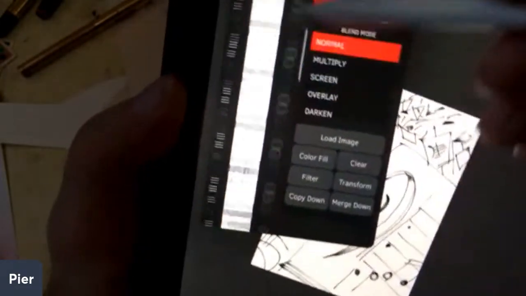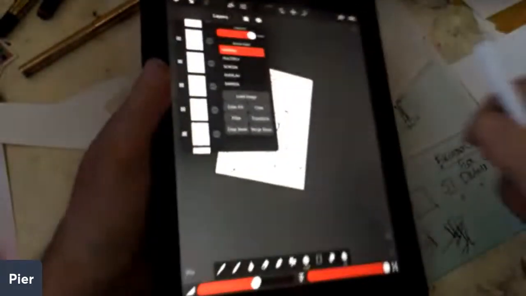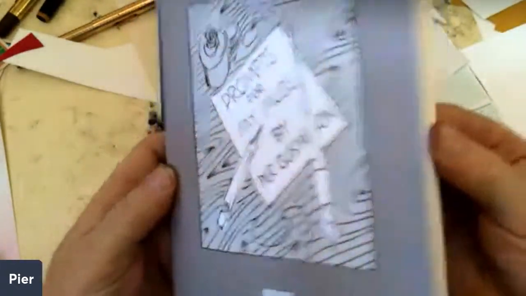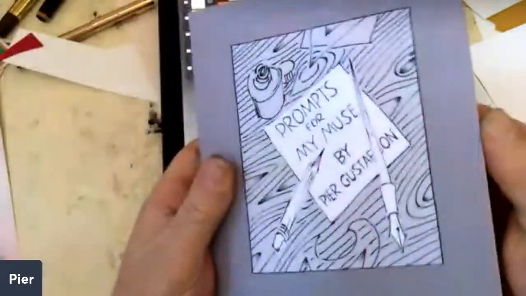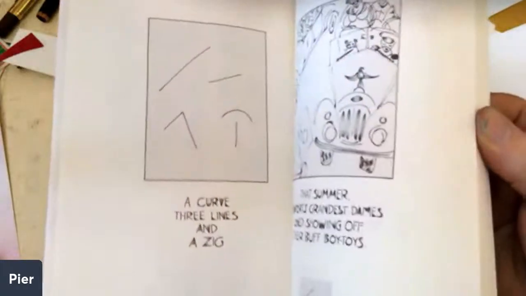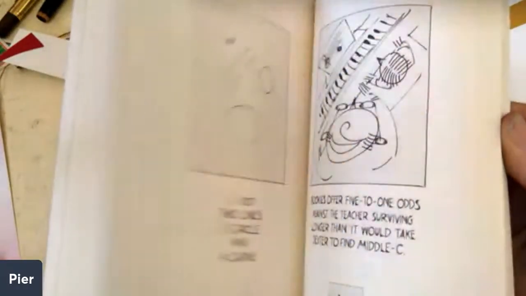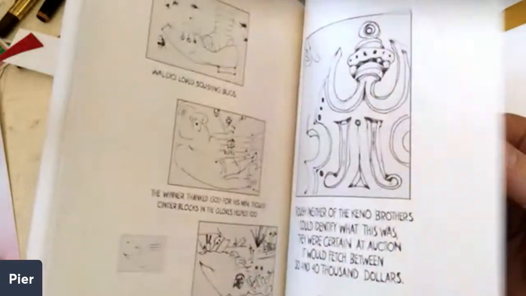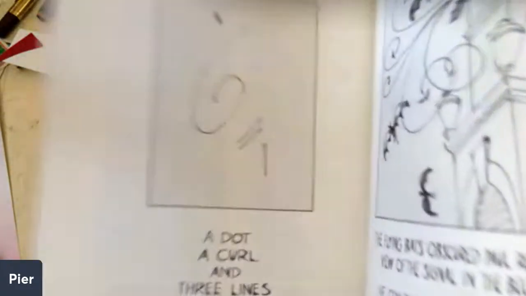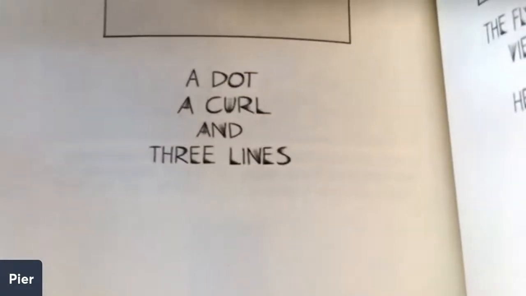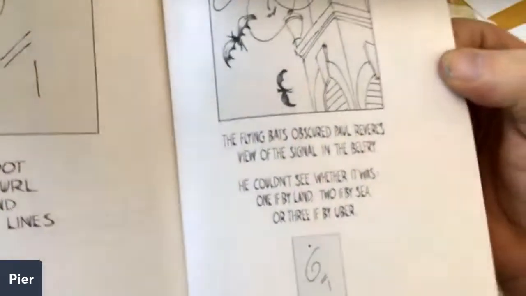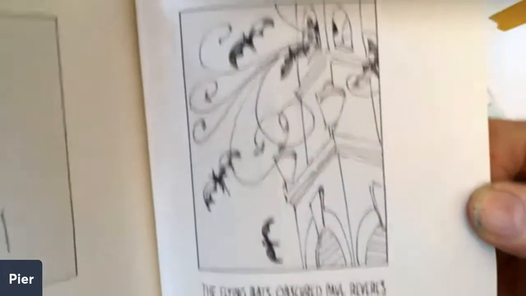But all these started with the same beginning. So let me show you where that is in the book. I put together a 150-page book or so that has these drawings in it. Most were done maybe 8 years ago, and then some were done in the last year. So this is the one that I just showed you. A dot, a curl, and 3 lines can become, here's the bats.